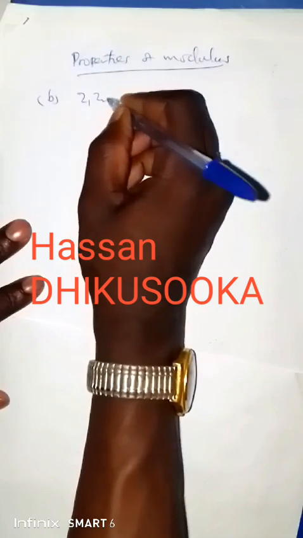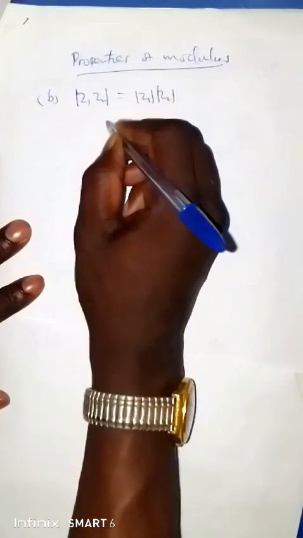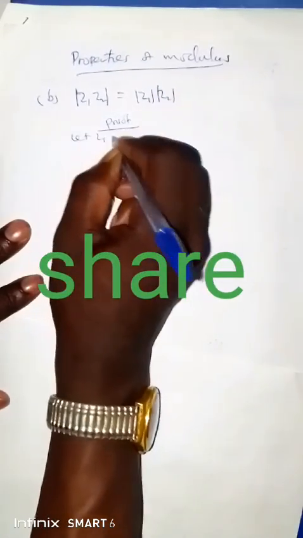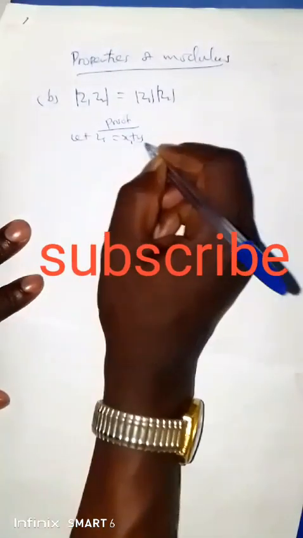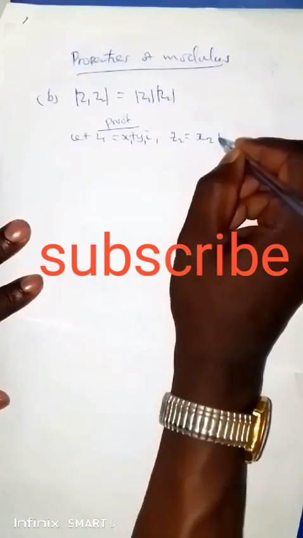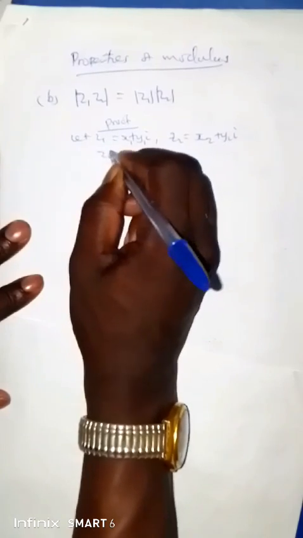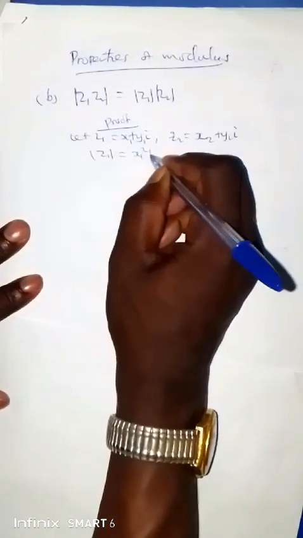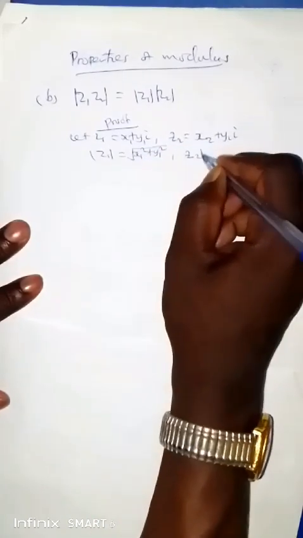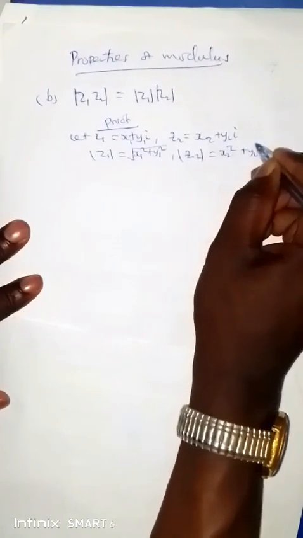times Z2 will always be equal to Z1 bar times Z2 bar. We can prove this. Let Z1 be equal to X1 plus Y1 i, then Z2 to be equal to X2 plus Y2 i. We are saying that Z1 bar, people should know this, and then for Z2 bar, it should be noted that it is X2 squared plus Y2 squared.